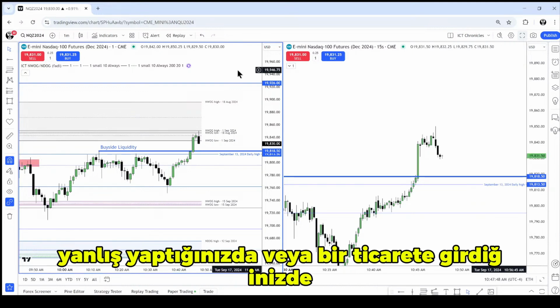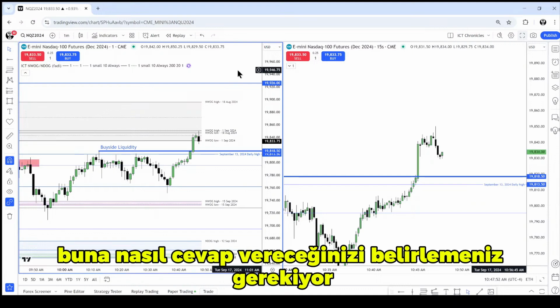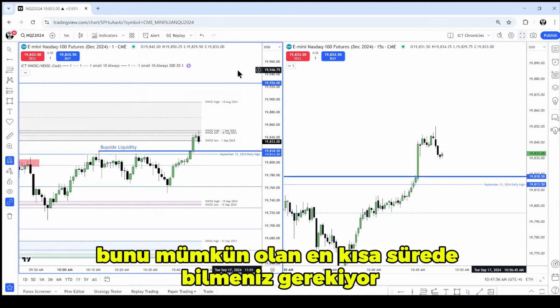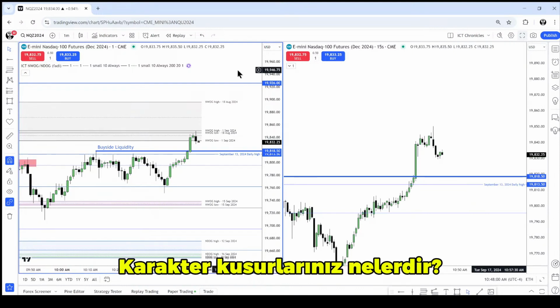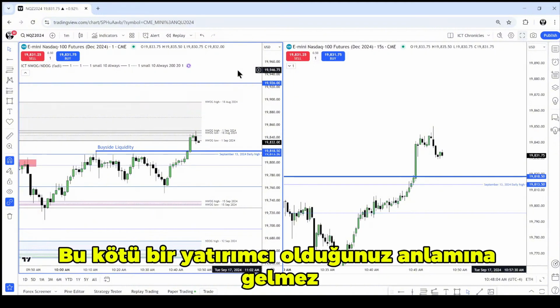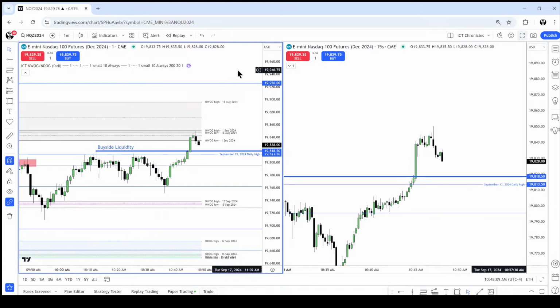Or if you get into a trade and it runs aggressively the other way and doesn't go to your target, you need to identify how you're going to respond to that. You need to know that as soon as you can in your trading, because it's going to highlight what your character flaws are. And don't hide from it. It doesn't mean that you're a bad person. It doesn't mean that you're a bad trader or that you can't become better. Every human being has these features and functions.